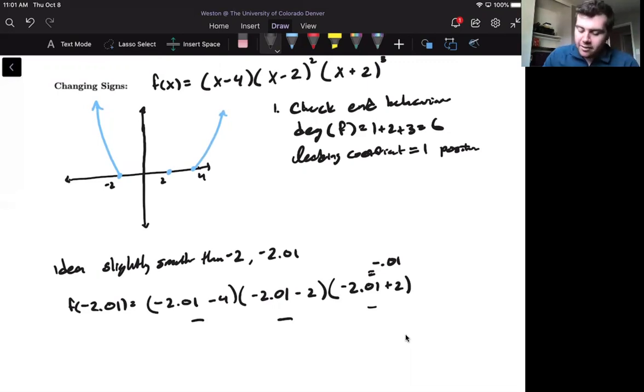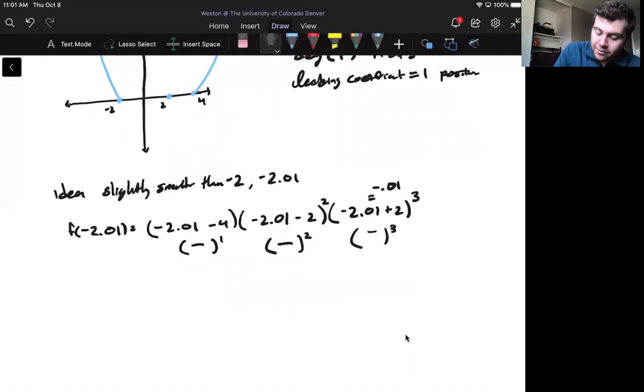Oh, sorry, I forgot that we have the powers associated with these. So we have 2 and 3. So that's going to give us this negative to the first power, this negative to the second power, and this negative to the third power. And so when you take a negative to the first power, you just get a negative back. The negative there switches to a positive, and our negative number cubed stays a negative. So this whole thing is positive.